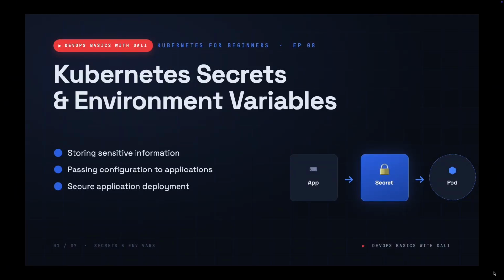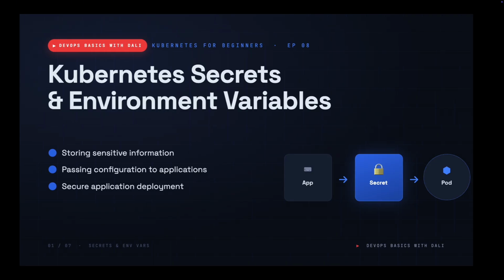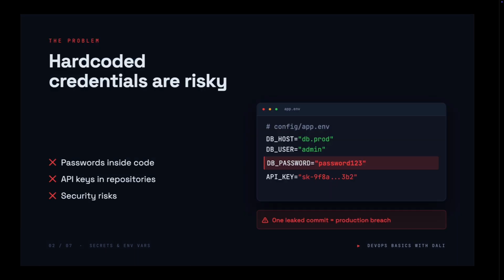Until now, we've deployed applications and exposed them through services. But real applications need configuration. They need database passwords, API keys, authentication tokens, and other sensitive values. Storing those values directly inside application code is a bad practice. Kubernetes provides secrets to manage sensitive information securely and environment variables to make those values available inside containers. Today we'll learn both concepts and then build a working example.